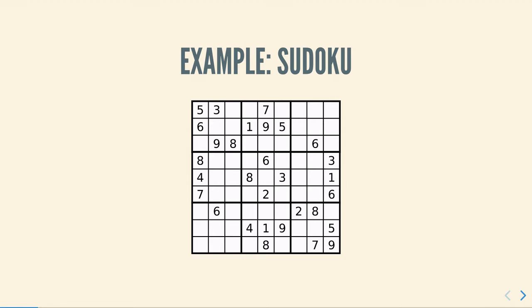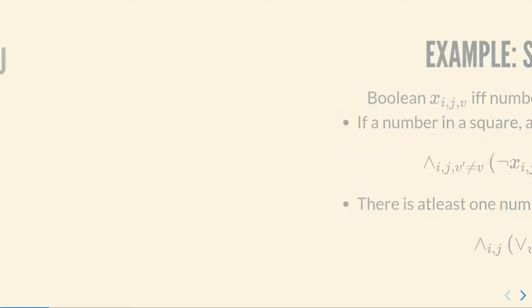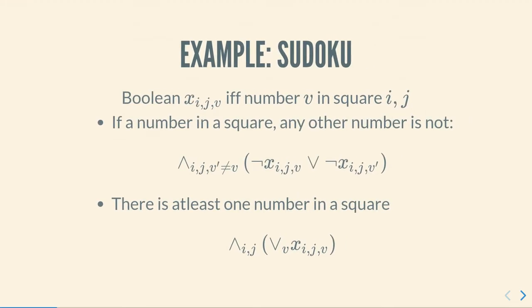And then consequently we can represent those constraints. So using a bit of mathematical notation, we have a Boolean x_ijv if and only if number v is in square ij, where i is row and j is column. Those are the variables in the problem, and consequently we can model the constraints.